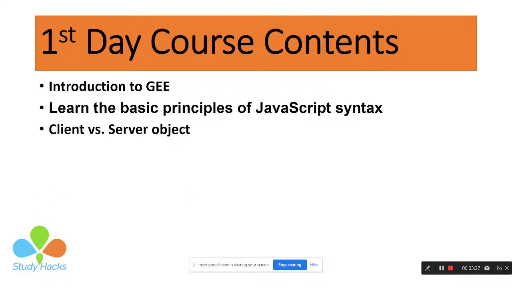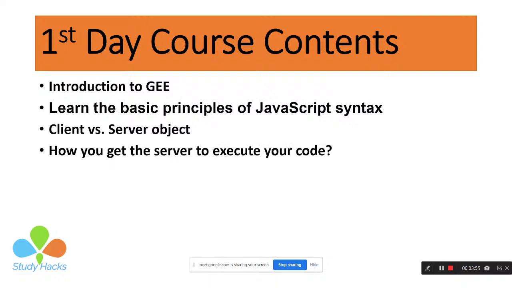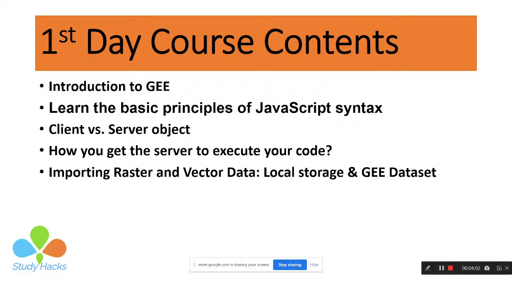Then I also try to discuss the client and server object. This is the core technique in the Google Earth Engine platform. Google Earth Engine is a totally cloud-based platform, so we also need to know a clear definition of the client and server object. Then we also need to know how we can easily get the server and execute the code from the server. We will also discuss how we can easily import raster and vector data from your local storage into Google Earth Engine, and also the Google Earth Engine dataset.